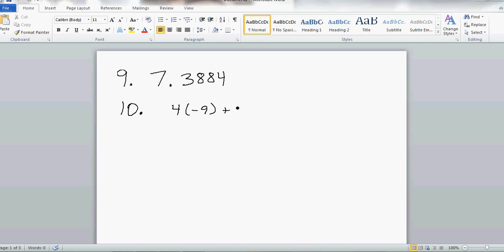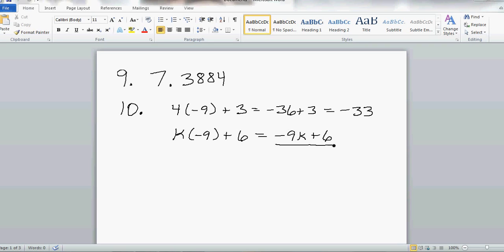4 times -9 plus 3 is -36 plus 3, which equals -33. Now that's what the top function is. The bottom function would be k times -9 plus 6, or in other words, -9k plus 6, and that's as far as we can go. But in order for this to be continuous at every point, that means this right here has to end up being in the exact same spot as this right here. Or in other words, those two must be equal to each other. So -9k plus 6 equals -33.